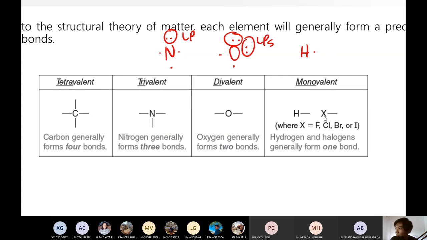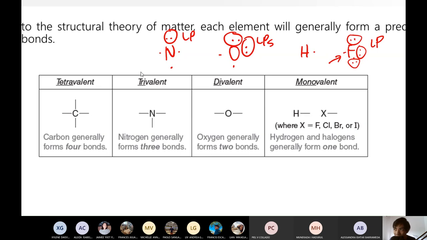Yung X naman, X is our halides. So, yung mga group 7 atoms: fluorine, chlorine, bromine, iodine. So, sila-sila yung mga monovalent pa. Bakit? For halides, such as fluorine, we have 7 valence electrons, six of which are paired, in two by twos. So yan, naka-pair yung anim na electrons. So yan yung mga lone pair natin. Then we are left with one lonely electron, one single electron that can be used to create bond. So kaya yan monovalent.